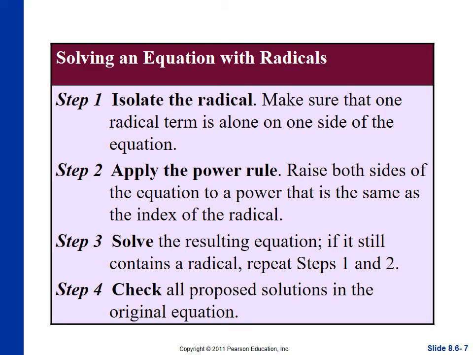So the steps involved. Step 1, we want to isolate the radical. We want to get it by itself, alone on one side of the equation. Then apply the power rule. So we raise both sides of the equation to a power that is the same as the index of the radical, and then we solve the resulting equation. If it still contains a radical, you repeat steps 1 and 2 again. And then you check all your proposed solutions in the original equation at the end. And if they come out, well, then that's your solution.